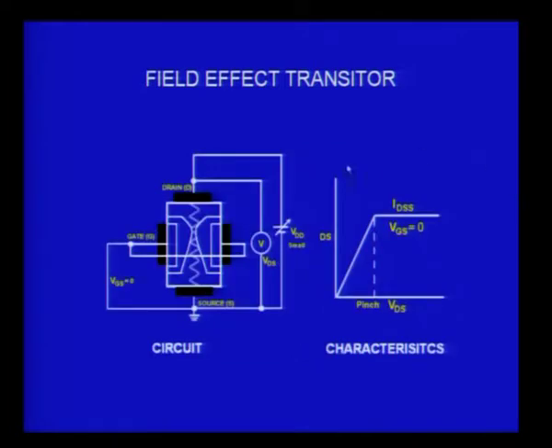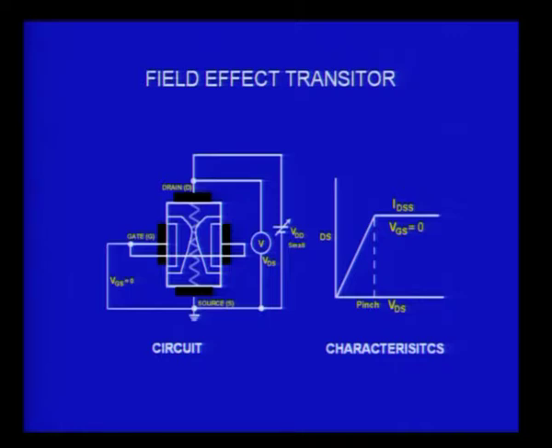The same thing happens in this case. As the depletion layer keeps growing on both sides, the channel available for the flow of electrons will become smaller and smaller in area, and ultimately there will be a constant area below which you cannot change anything, and therefore the current also at that time becomes constant, which we call IDSS or the pinch off current.